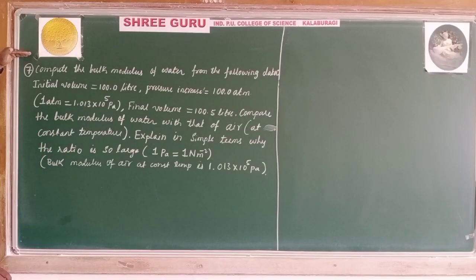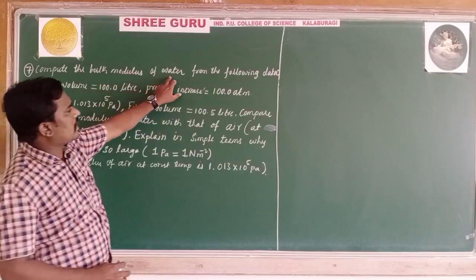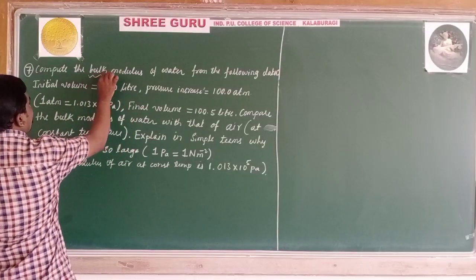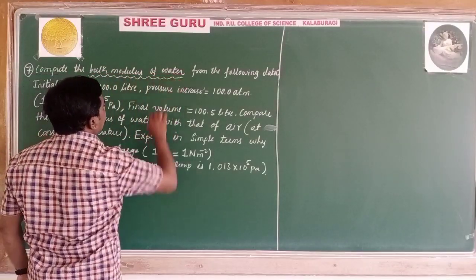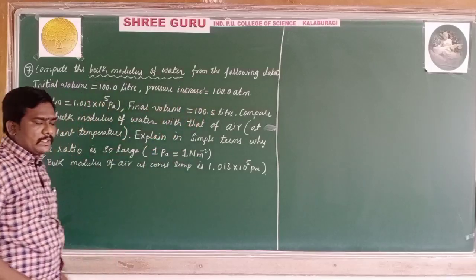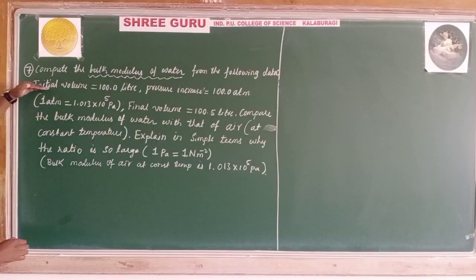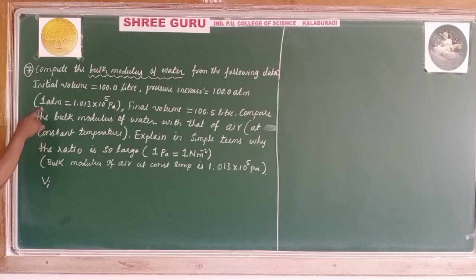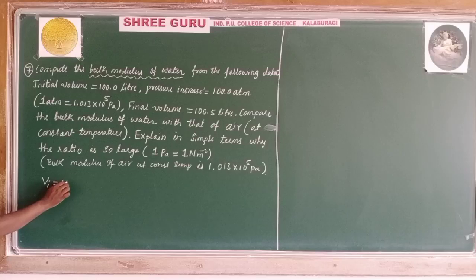Okay, numerical number 7. Just see here, what are the things given. Compute the bulk modulus of water from the following data. We should find the bulk modulus of water from the following data. Listen here. They mention the initial volume. Just write separately what they mentioned. Initial volume V_i, where i indicates initial volume, which is equal to 100 liters. I will explain how to convert liters to volume.